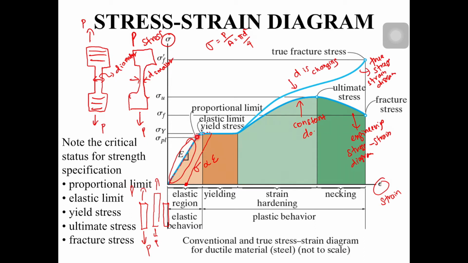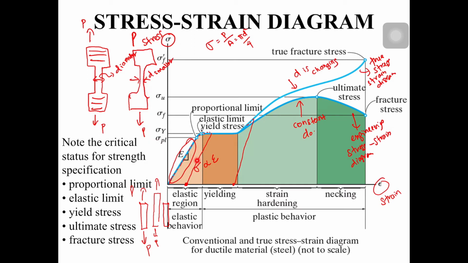If you go further, it no more returns to the original state. It will become permanent deformation. Okay, permanent deformation. It will not return to the original state. It will become yielding. We call it the yielding region. This one is the elastic region. This one is the yielding region. And this one is strain hardening, and this one is necking. Necking means the diameter becomes smaller and smaller.